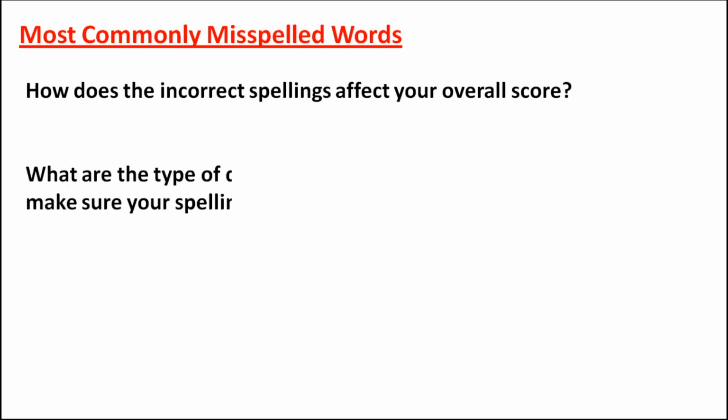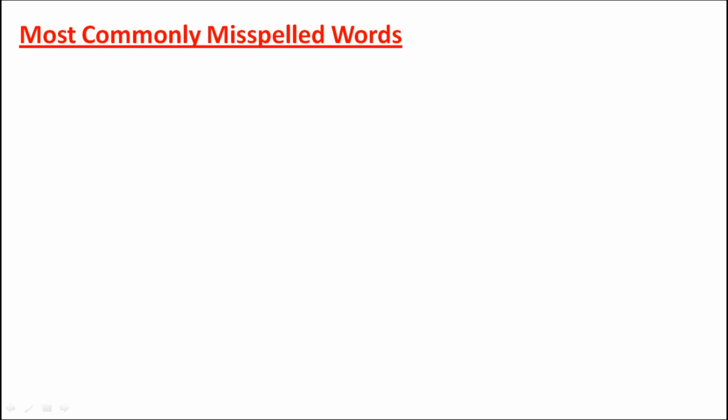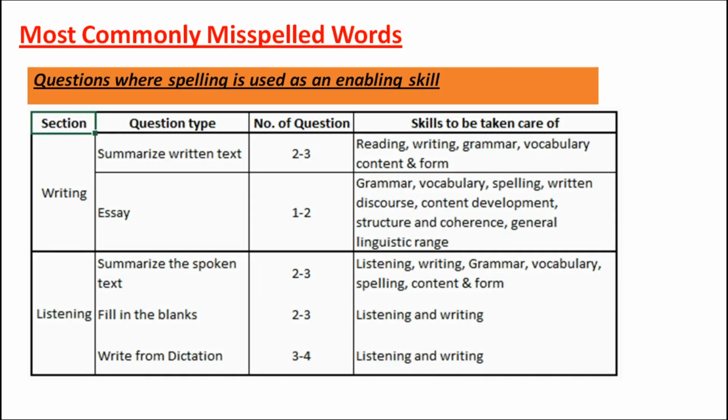Now guys, the question is, how does an incorrect spelling affect your overall score? Or rather, to what extent it can affect your overall score? To understand that, we have a list of questions where you are supposed to type something and there can be a potential spelling mistake. Guys, behold the list of questions where you'll have to type something. As you can see the list of questions from the screen, the incorrect spellings doesn't only affect your writing scores, but it can affect your listening scores as well.